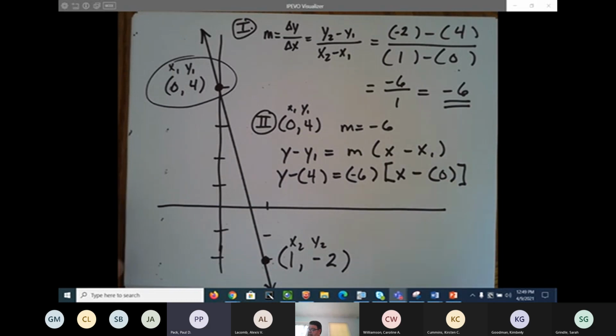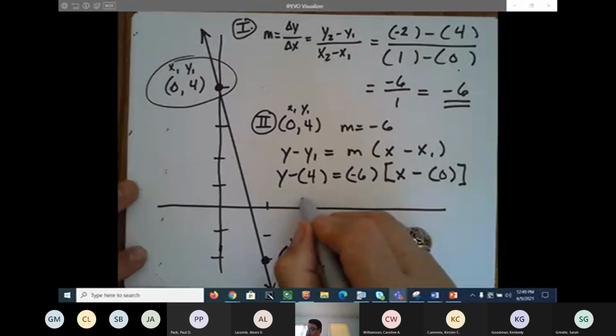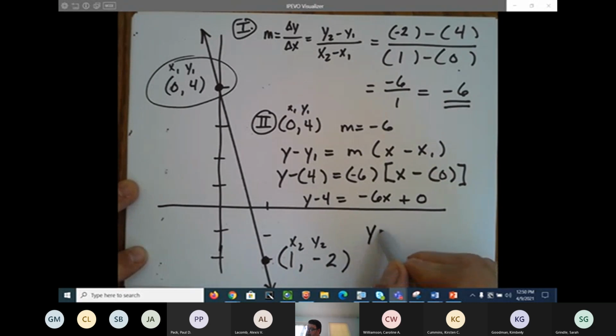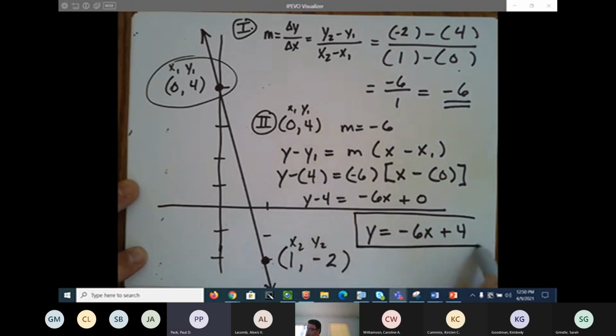Well, y minus 4 is equal to -6x plus 0. y is equal to -6x plus 4. And that's how you do the equation of a line.